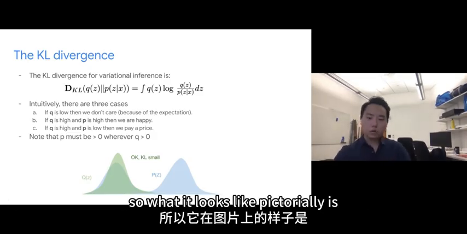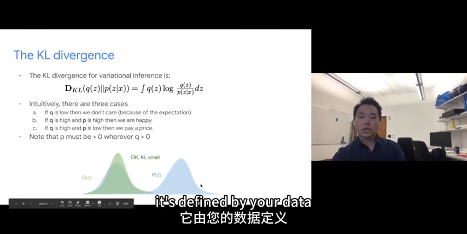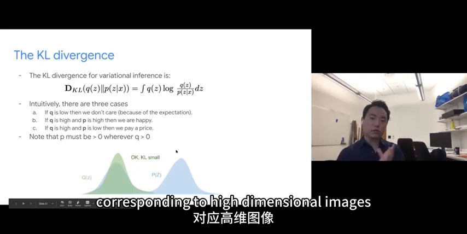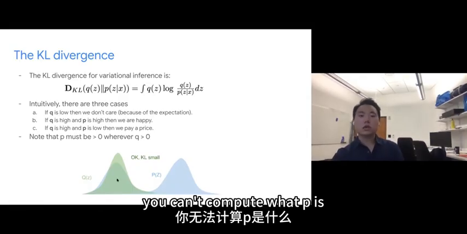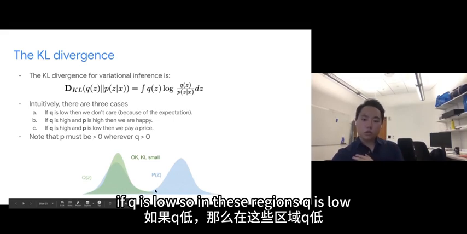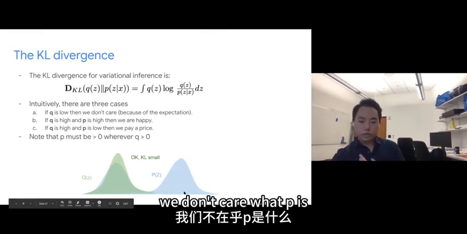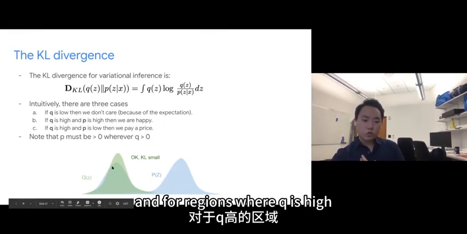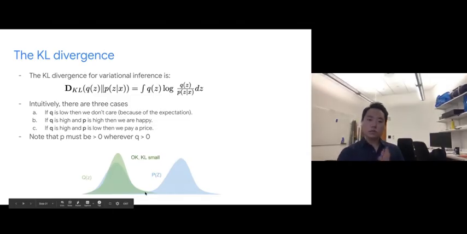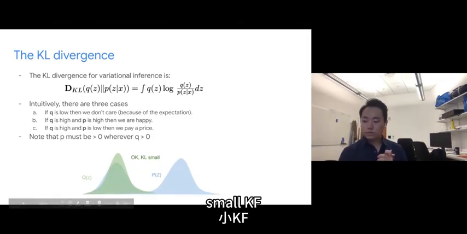So what it looks like pictorially is, if I have p, again, p is a really complex distribution. It's defined by your data. You might have multiple modes corresponding to high-dimensional images. You can't compute what p is. You're going to define a simpler distribution q. If q is low, so in these regions, q is low, we don't care what p is. And for regions where q is high, I want to make sure that q matches p almost exactly. That's when you can minimize and get a small KL.